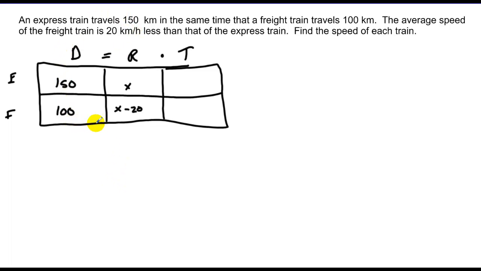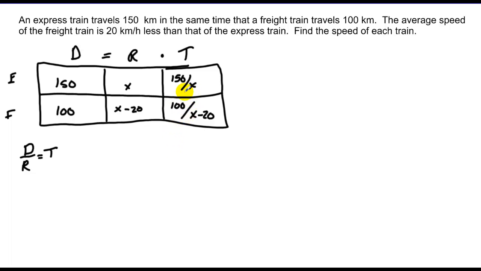Now, as we've done earlier in the year, once we get two boxes filled in, we use the equation to calculate the third box. So if I know distance equals rate times time, then I know distance over rate is equal to time. It's like a literal equation. So I know 150 over x is equal to the time for the express train, and 100 over x minus 20 is equal to the time for the freight train.